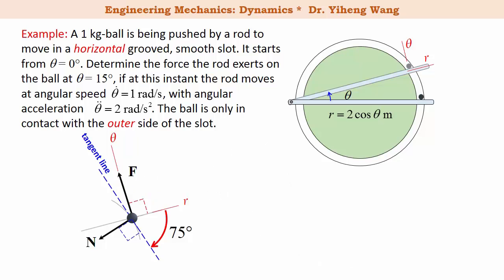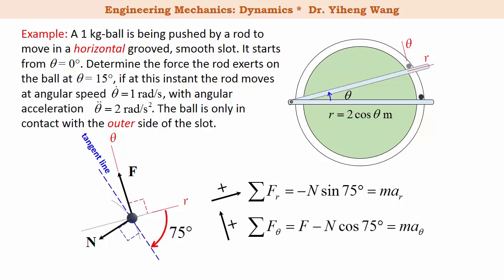And now we are ready to write the equations of motion. The resultant force along the radial r direction equals negative N times sine 75 degrees. That equals m, the mass of the ball, times the acceleration along the radial direction. And the resultant force along the transverse direction, theta direction, equals F minus N cosine 75 degrees equals m a_theta. Now both N and F are unknowns, therefore we need to first find out what a_r and a_theta are, and then we can solve for our unknowns.